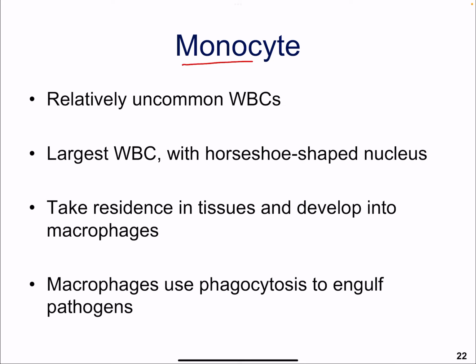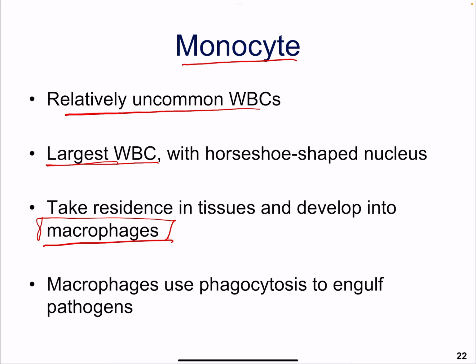All right, the monocytes are relatively uncommon, but these are going to be the largest of all the white blood cells. So when you look at a microscope slide of the blood, and you see blood cells, including red blood cells and white blood cells, the largest cells are going to be the monocytes or macrophages. These cells are going to differentiate into macrophages, right? This is the form compatible with engulfing foreign particles.